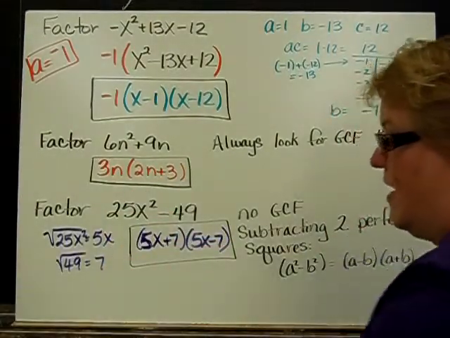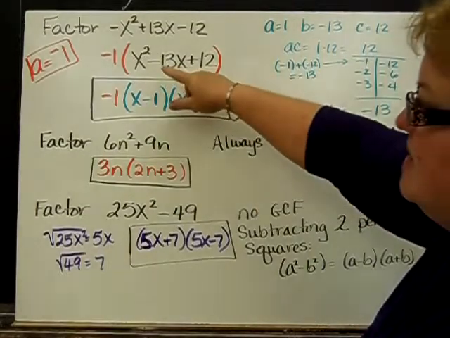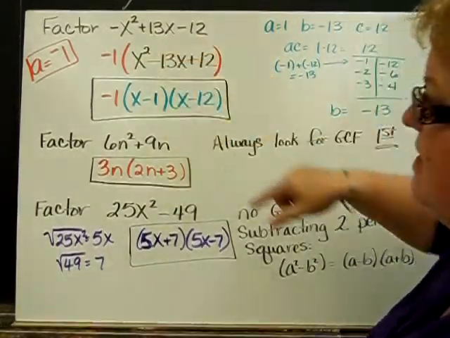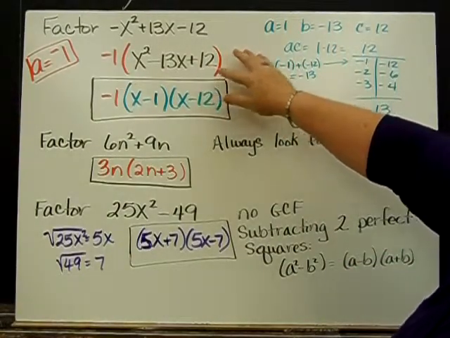Okay, in this one, we have the special case where a is equal to a negative 1. And the first thing we want to do is factor out the negative 1. So that gives us x squared minus 13x plus 12. Notice all of these signs change. And so now we're going to use just what's inside the parentheses to factor.